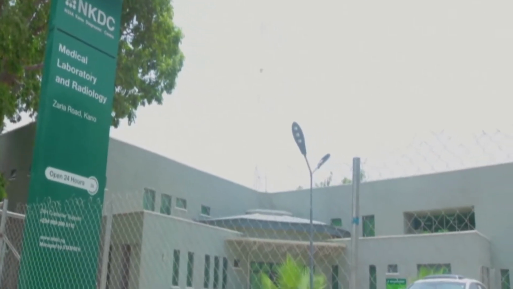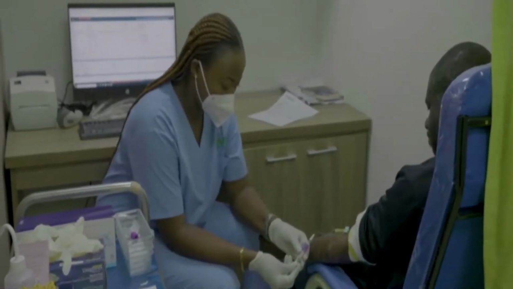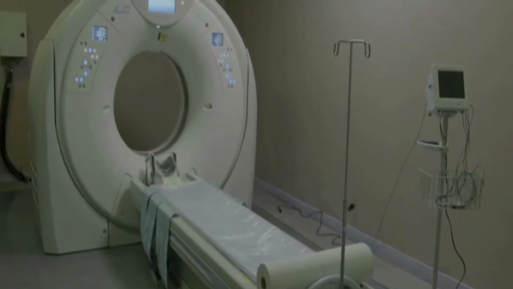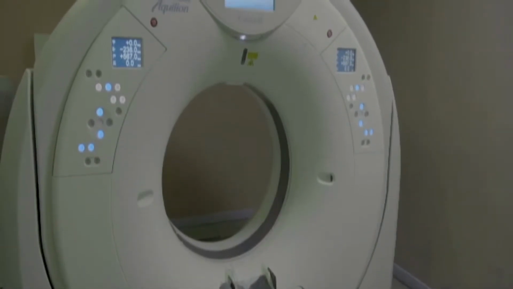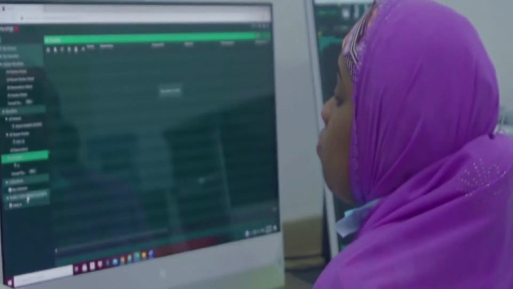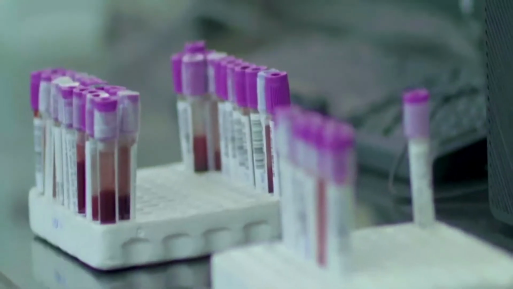The center is in Kano as well as the entire Northwest region. It's equipped with modern technological equipment in terms of radiological services. We have MRI 1.5 Tesla. We have digital X-ray as well as 4D ultrasound equipment. The importance of the center cannot be overemphasized. Just within 1 year, the center attended to thousands and numerous patients as well as medical examinations. NKDC is established in order also to provide these healthcare facilities at a discounted price.